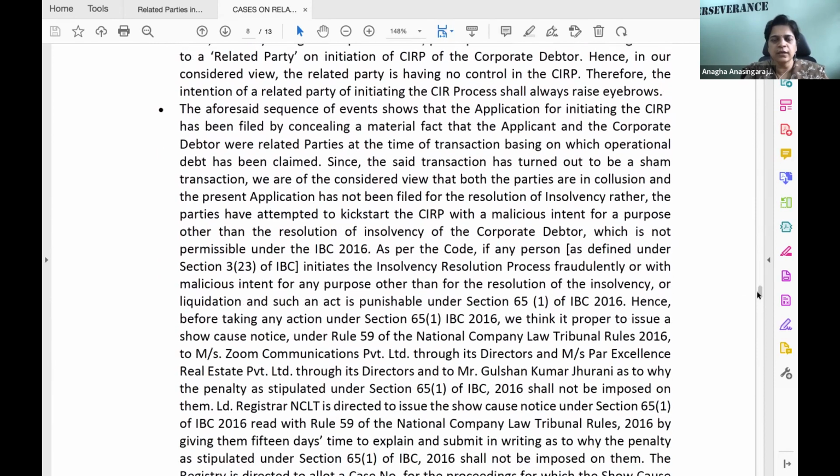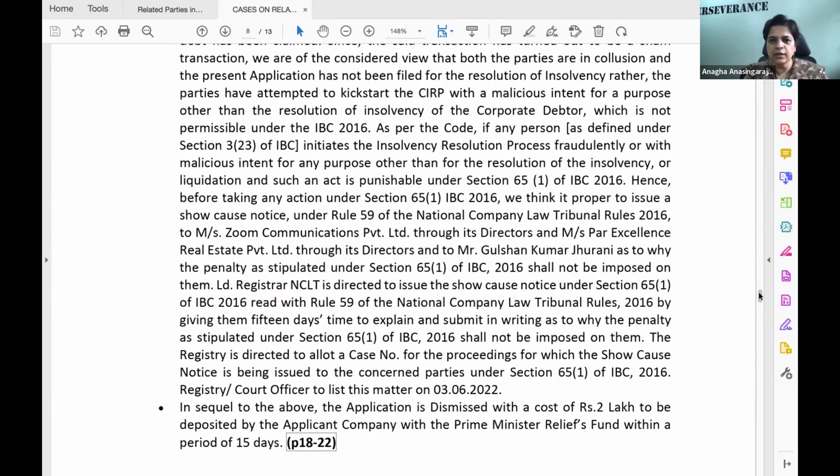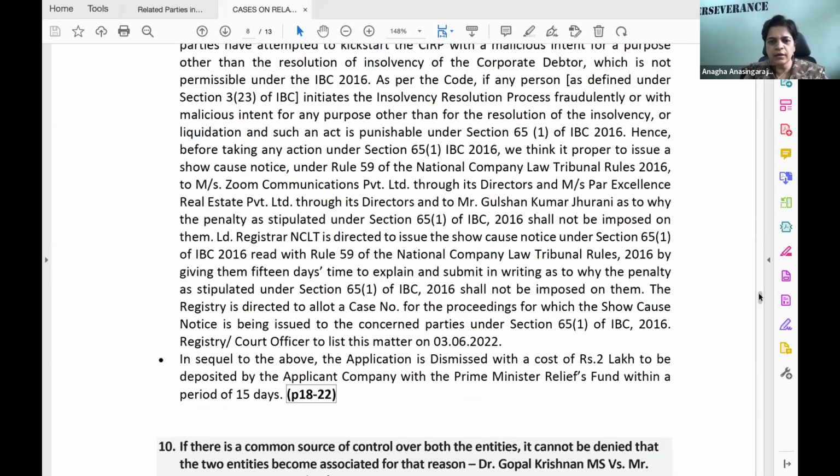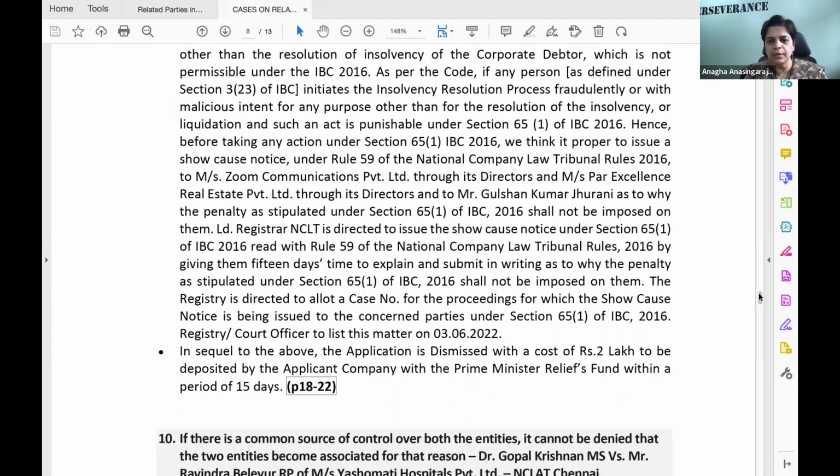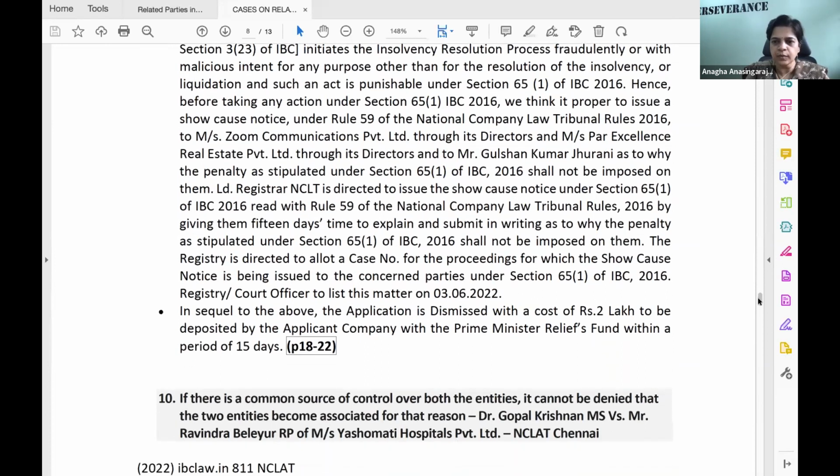Now we know that section 65 sub-sections 1 and 2 are there for fraudulent initiation of CIRP or for voluntary liquidation. After holding this under 65(1), the NCLT held that this is liable for punishment under 65(1). The application was dismissed, and a cost of 2 lakhs was imposed on the applicant, to be deposited by the applicant company with the PM Relief Fund, for fraudulent initiation of the CIRP.